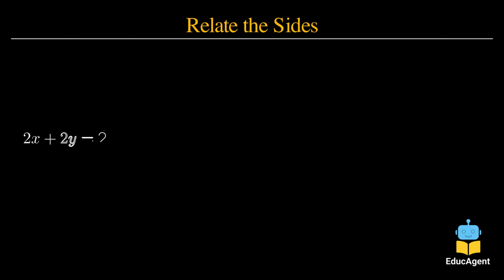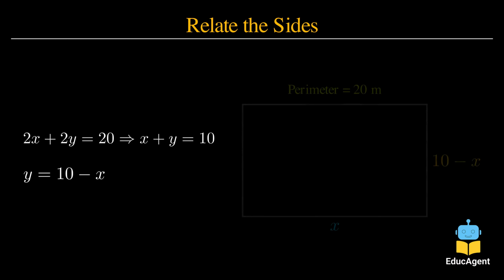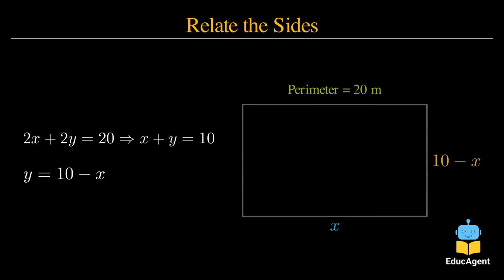Divide both sides by 2 to simplify the relationship. Now solve for y in terms of x. This will let us express everything using just one variable. So, if the bottom side is x, the other side must be 10 minus x to keep the perimeter at 20.